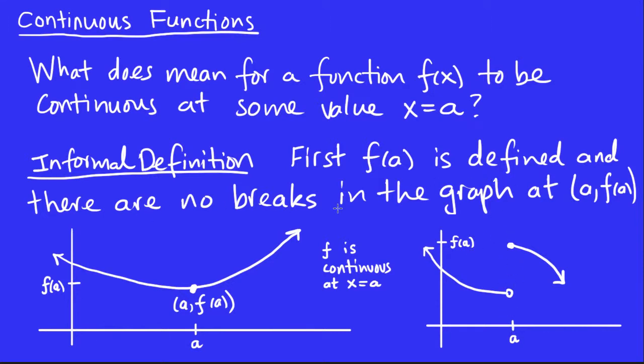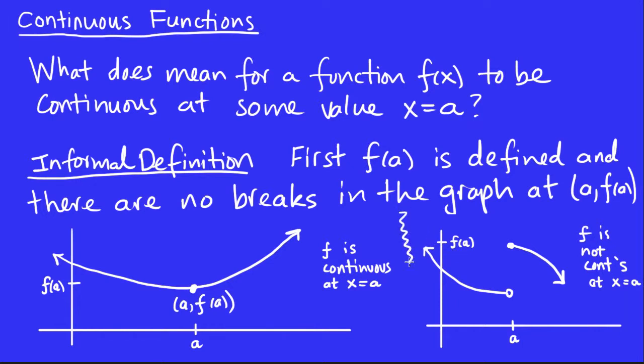But there is a break in the graph, right? Because when I follow the graph here, I'm following along, and then when I hit a, I have to kind of lift my pen from the paper to continue tracing it out. And so we have a break in the graph here, so this function is not continuous. I'll just abbreviate continuous as cont's. So f is not continuous at x equals a in this particular example.